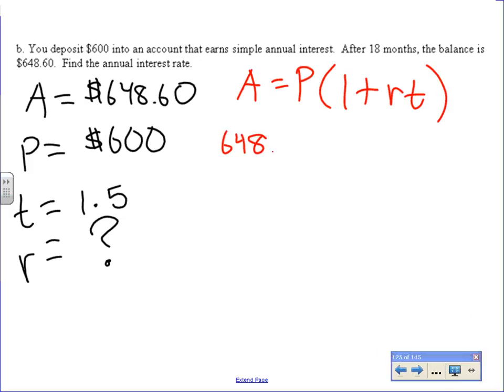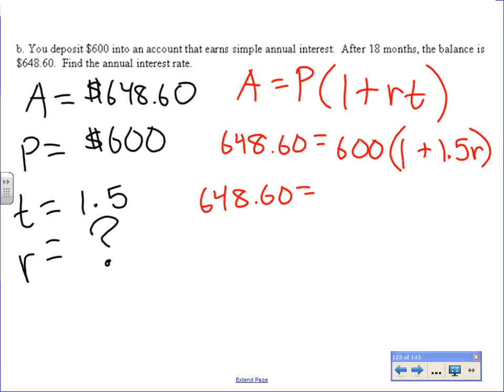We have $648.60 equals, the principal is 600, 1 plus, we do not know the rate, but we know the time is 1.5. So make sure I write that in there correctly this time. So we have 600, and then in parentheses, 1 plus 1.5R. If you prefer, like Jordan said, to use the formula A equals P plus PRT, that's fine as well. So let's distribute. After you distribute, what does the right-hand side of the equation look like? Abigail? Good job. 600 plus 900R.